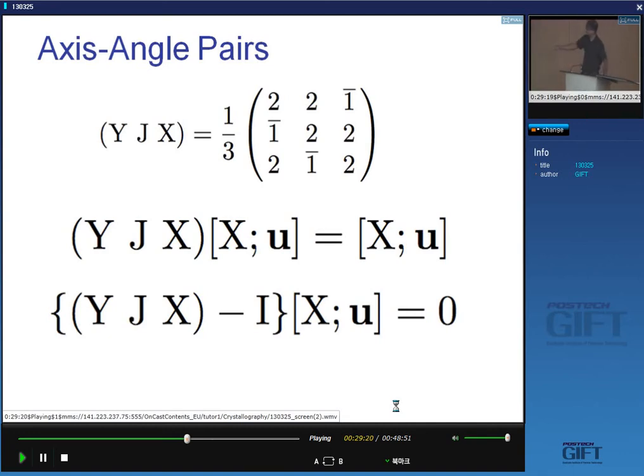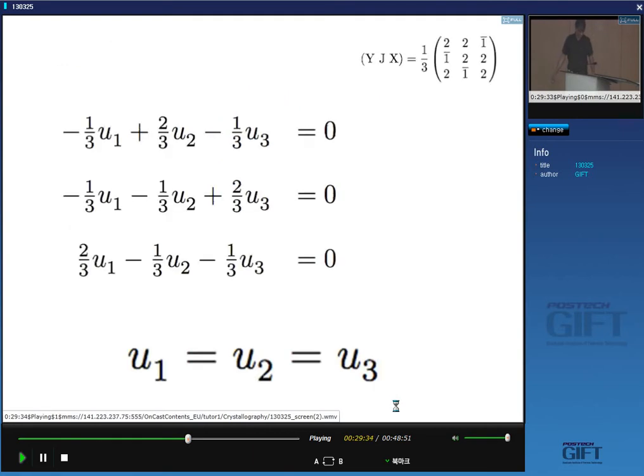If I take YJX times XU minus XU, that's exactly the same. YJX times XU minus XU. This is just the identity matrix. Right, so that was our matrix. If I take away the identity matrix, then 2/3 minus 1 will give me minus 1/3 times u1, and so on. So I get a set of three equations which I can solve simultaneously to give me the rotation axis.